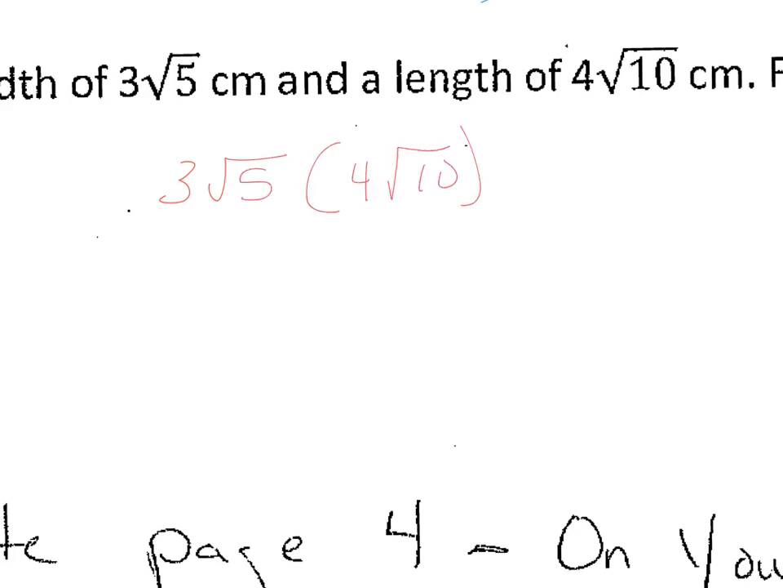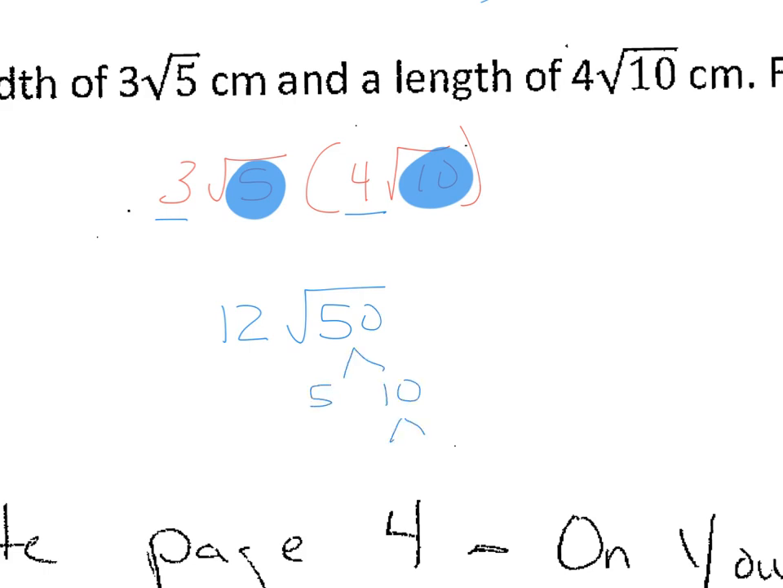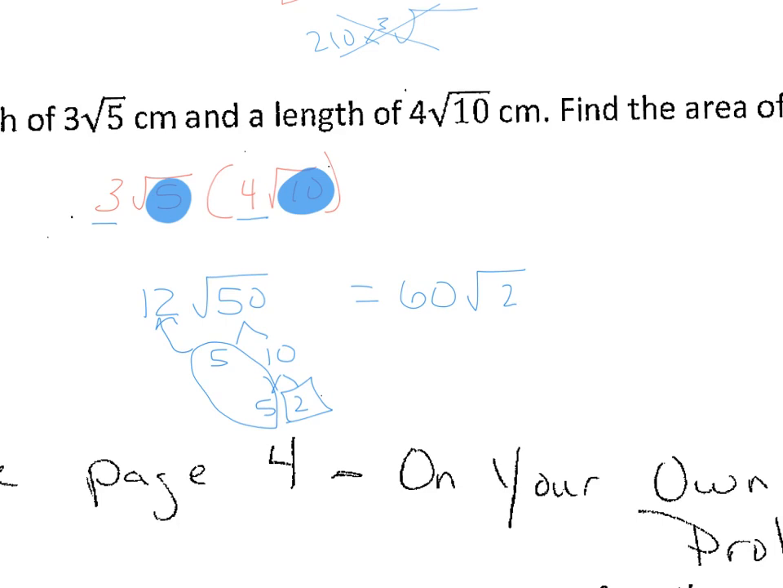Okay, again, I'm going to multiply my outsides together and get 12. I'm going to multiply my insides together and get 50. And now I'm going to break down. So 5 and 10, and then 5 and 2. So again, 5's pair up and move out. So 12 times 5 is 60. And then I have this poor little 2 left over, so square root of 2. Now, I do expect you to label. We're talking area here, so this would be centimeters squared.